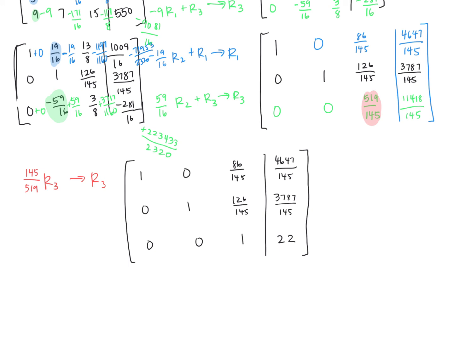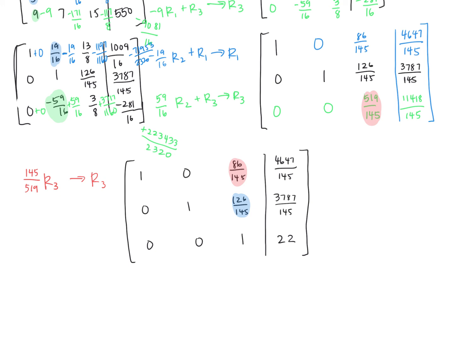So when A33 is a 1, we want everything above that to be a 0. So we want to 0 out the 86 over 145, and we want to 0 out the 126 over 145. And you can see, in fact, the third row you can already solve, right? The z variable is equal to 22. I'll have to look at the top what the z variable was, but we're going to keep going until we get into reduced row echelon form. So let's 0 out what's in red and what's in blue.